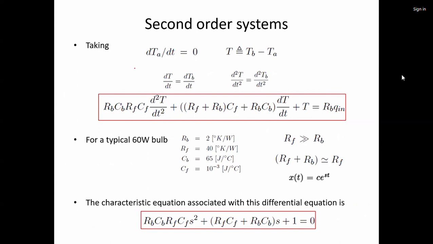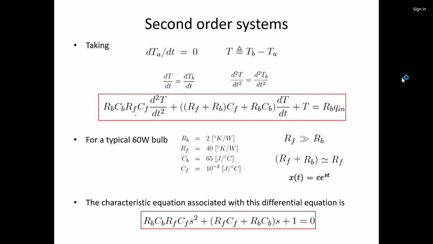If you take that your ambient temperature is not changing with time, that means your ambient temperature dTA over dt is 0. And you define temperature T as TB minus TA. Then TA is not changing with time, so dT over dt is dTB over dt, and d square T over dt square is d square TB over dt square.